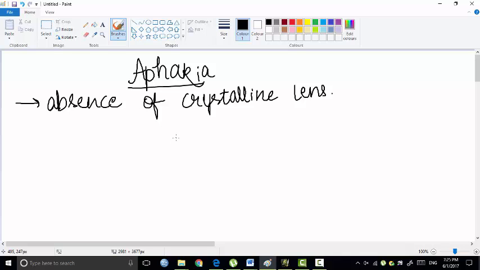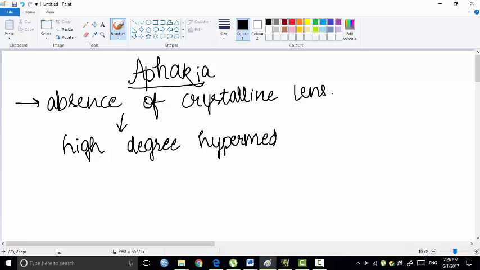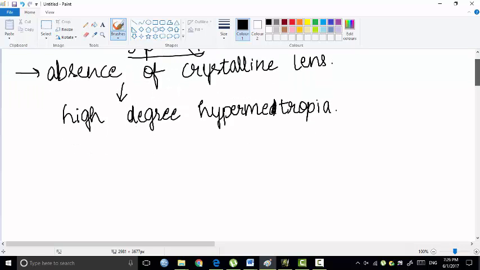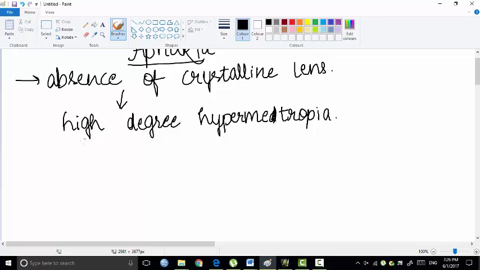So here the lens is completely absent. Due to the absence of lens, aphakia may lead to high degree hypermetropia. The consequence of aphakia is high degree hypermetropia. As we have already discussed, for hypermetropia the degrees can be mild, moderate and severe. Here it leads to a high degree of hypermetropia.